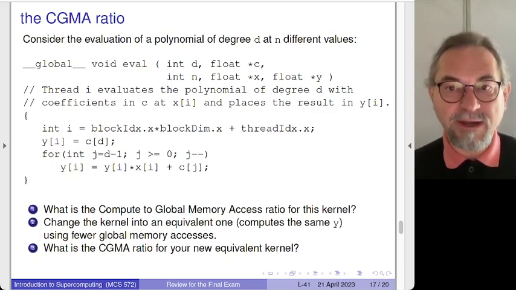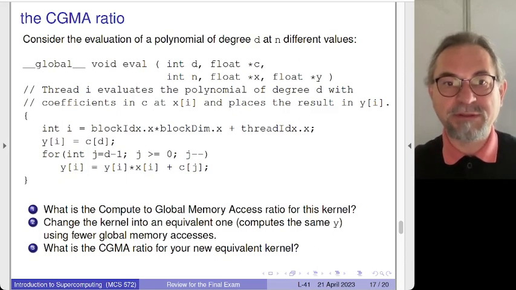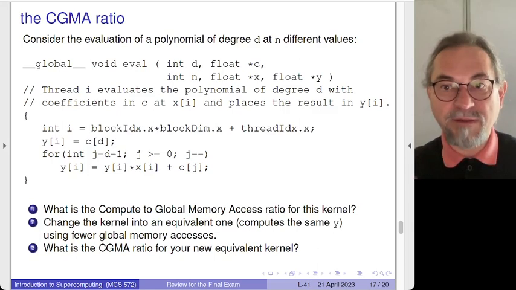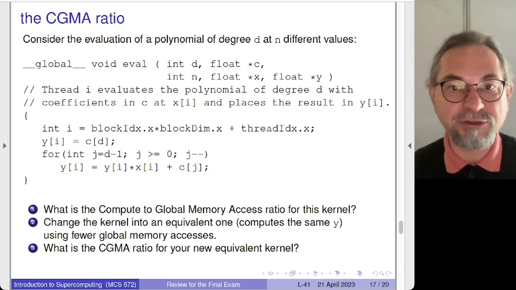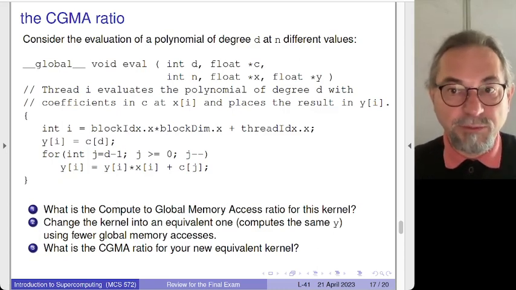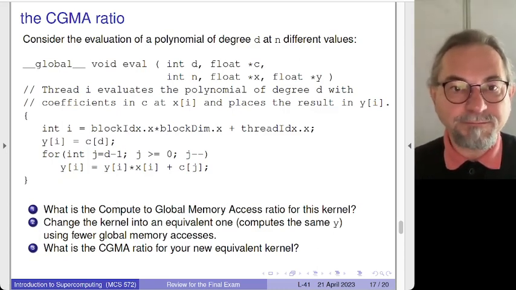We evaluate a polynomial at many elements. Think about a root finder where you would run Newton's method at many points. We have seen early on in the course the computation of a Mandelbrot set. This is a generalization of that. This would be one kernel that you would run.